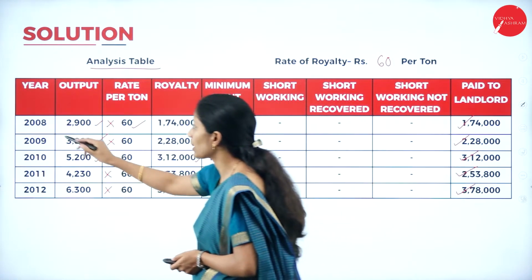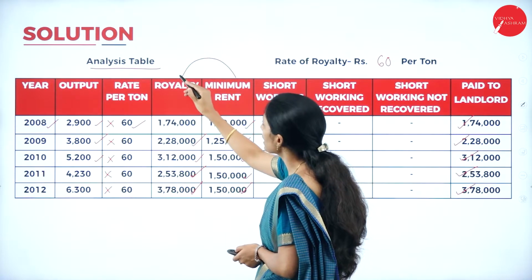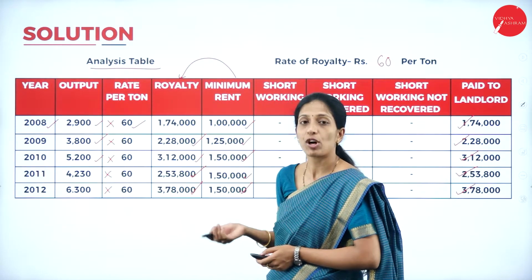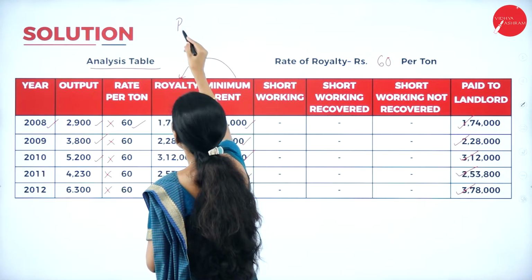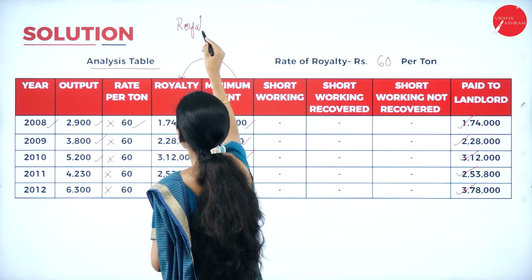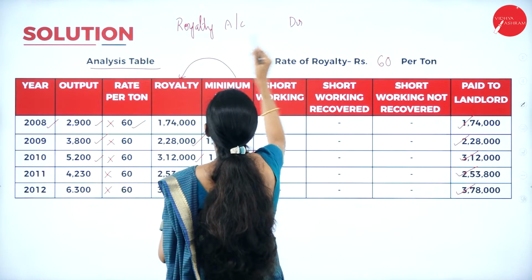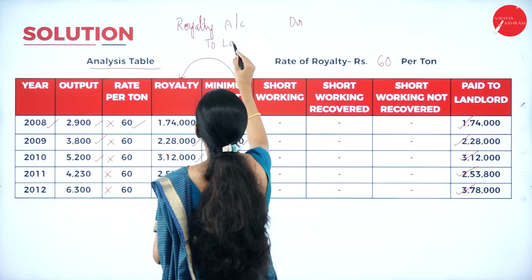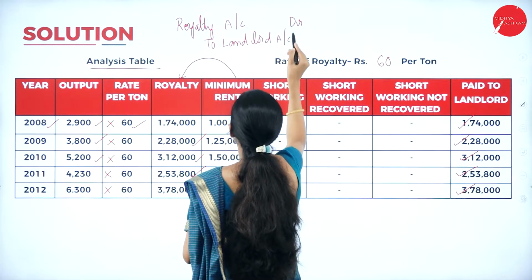So the first year is 2008. Here royalty is greater than minimum rent. So what is the amount payable to the landlord? Royalty. So your entry will be royalty account debit to landlord account. Royalty account debit to landlord account.